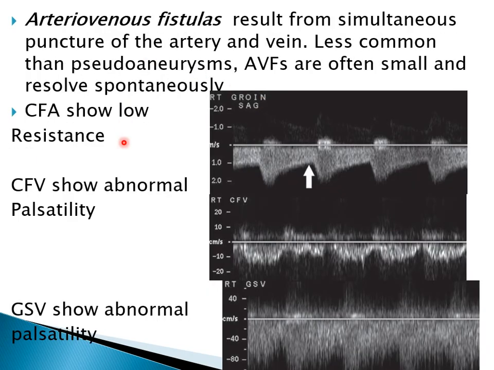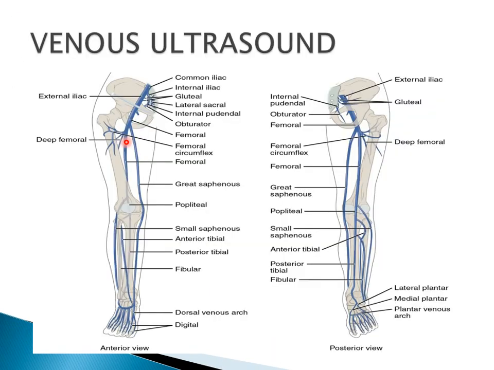We have AV fistula. Common femoral artery, as we said, usually it's high resistance. So if there is communication with the vein, you will have low velocity pattern. Here in the diastole we have common femoral vein show abnormal pulsatility. This is abnormal for a vein. And great saphenous vein also there is abnormal pulsatility. So there is AV fistula, communication between artery and the vein.